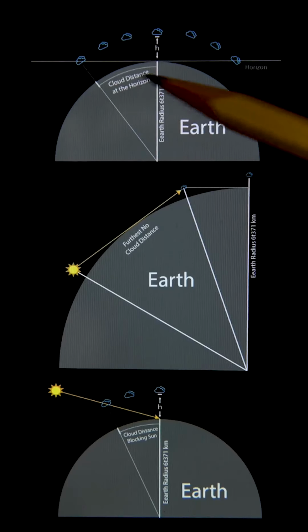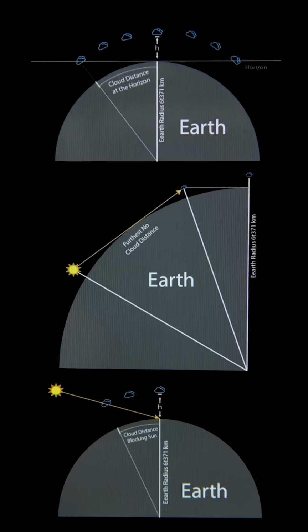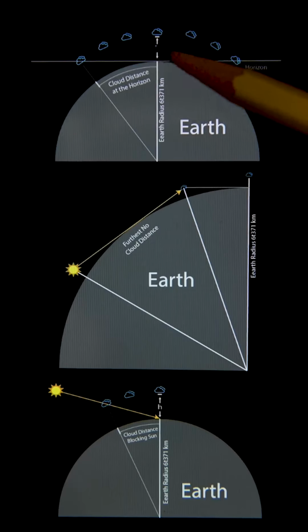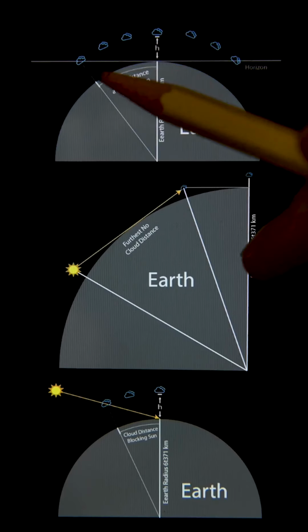Okay, so right here's the Earth, and there are the clouds above it, as you can see right here. And if you're just standing right here and looking over here at the horizon, you're going to see clouds all the way down to the horizon like we show right just here.